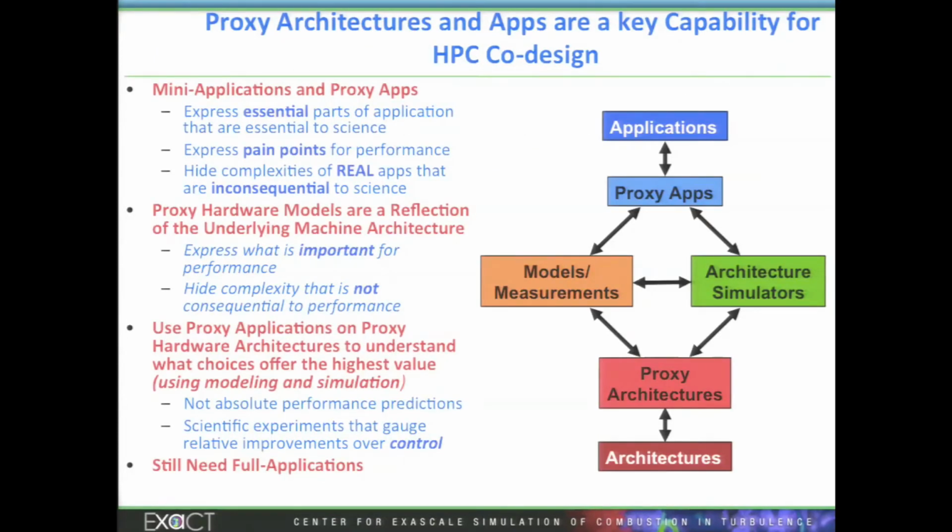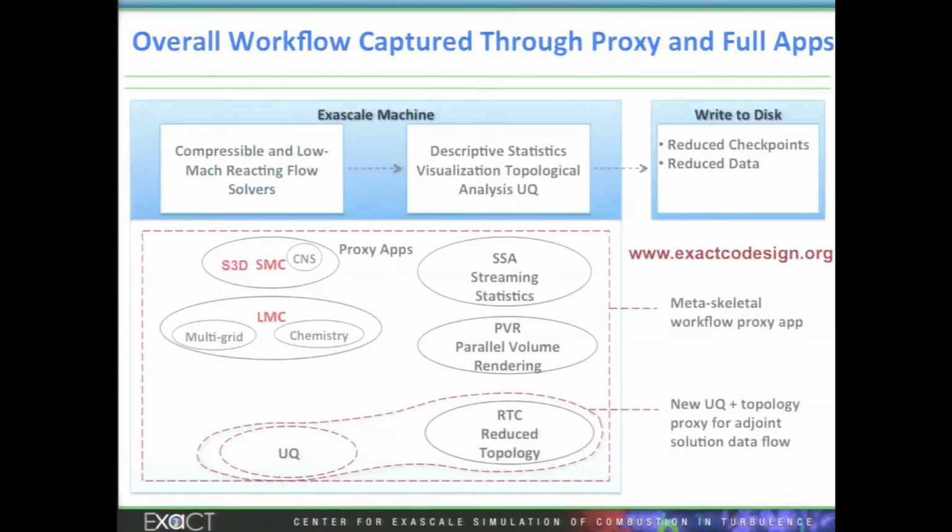In co-design, our process is to actually consider mini apps or proxy apps. These express the pain points for performance in certain parts of our application, and hide all of the non-essential bits. At the bottom of the stack, we have architectures, and we have proxy machine architectures that describe some of the key important machine attributes for performance. Then we can start to reason with the proxy apps and the proxy architectures through modeling and architectural simulation. But we still need to have full apps to actually make sure we haven't lost some information along the line.